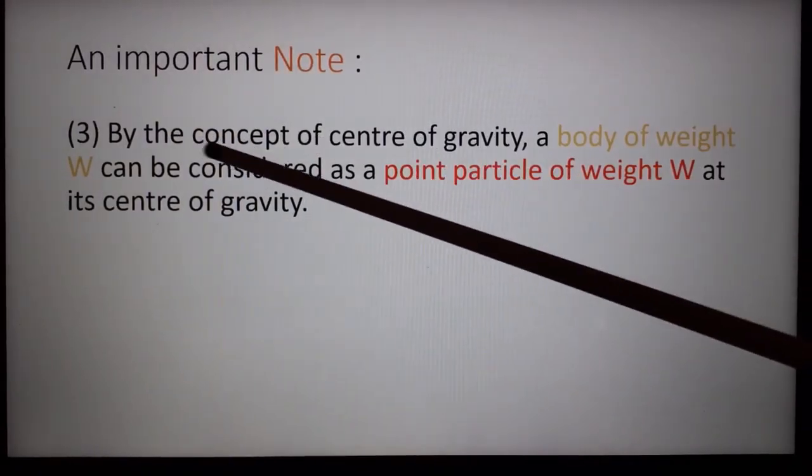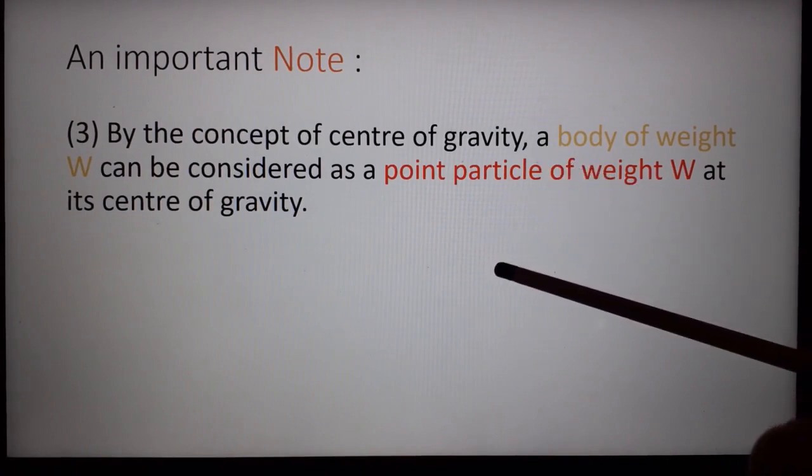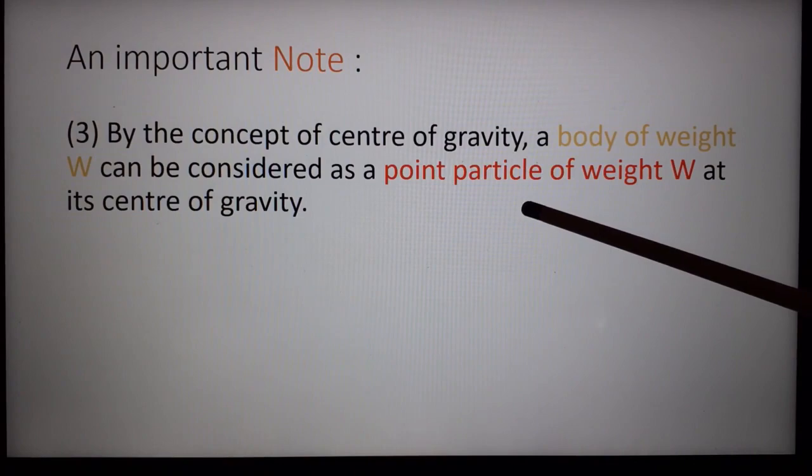Third important note, by the concept of center of gravity, a body of weight W can be considered as a point particle having weight W.